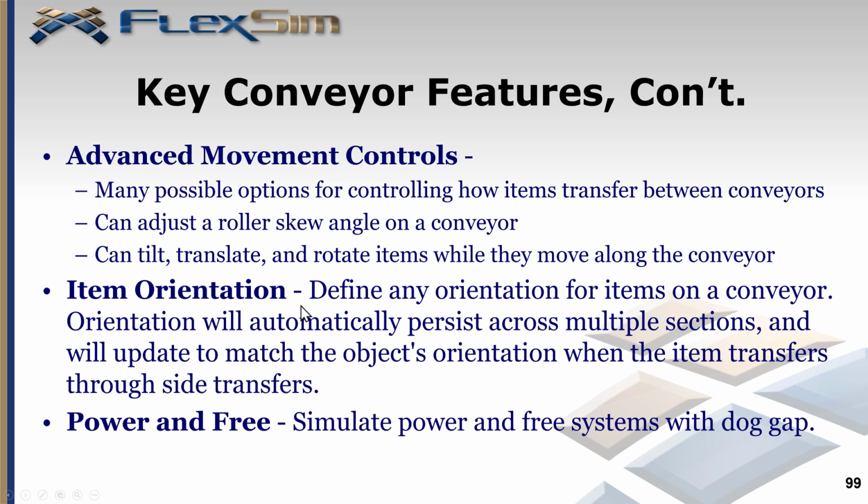Item orientation. We can define any orientation for items on a conveyor. This orientation will automatically persist across multiple sections and will update to match the object's orientation when the item transfers through side transfers. And power and free. Flexsim's conveyor system can simulate power and free systems, including a chain's dog gap. Very powerful.